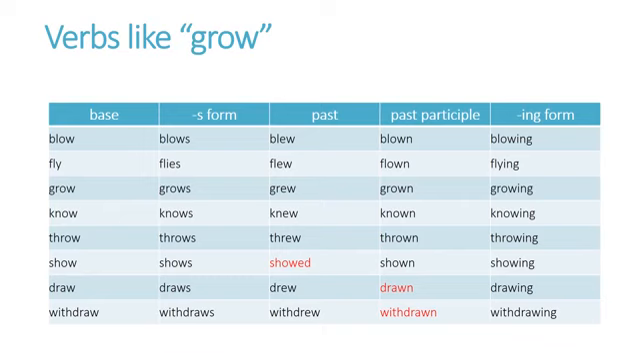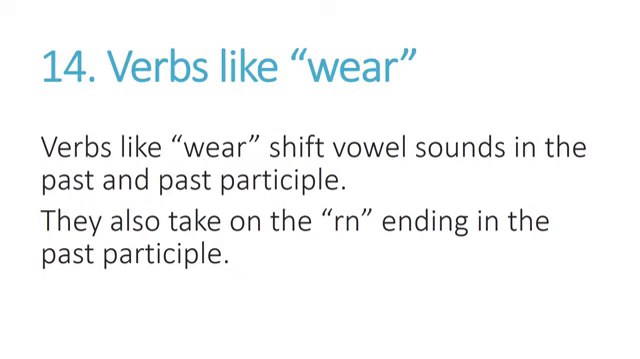Number 14. Verbs like wear. Verbs like wear shift vowel sounds in the past and past participle. They also take on the RN ending in the past participle. Let's look at some examples.